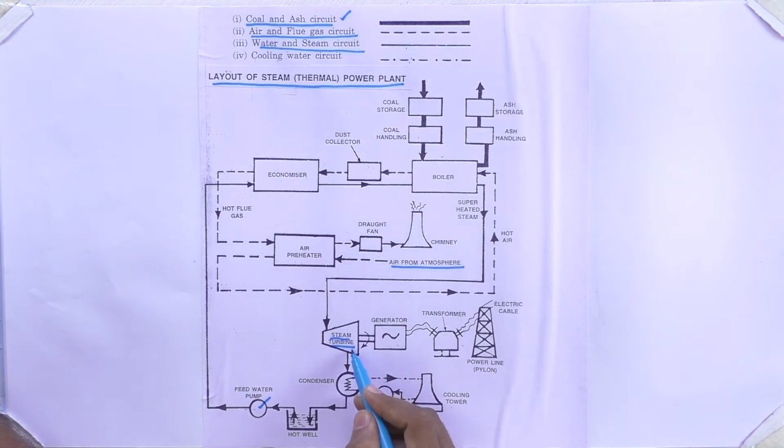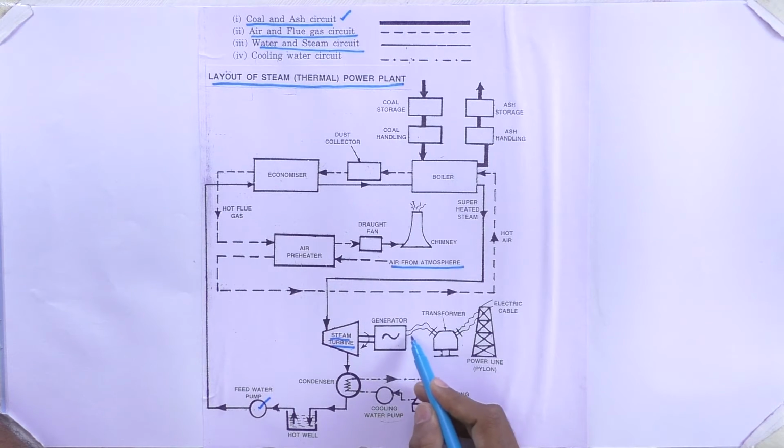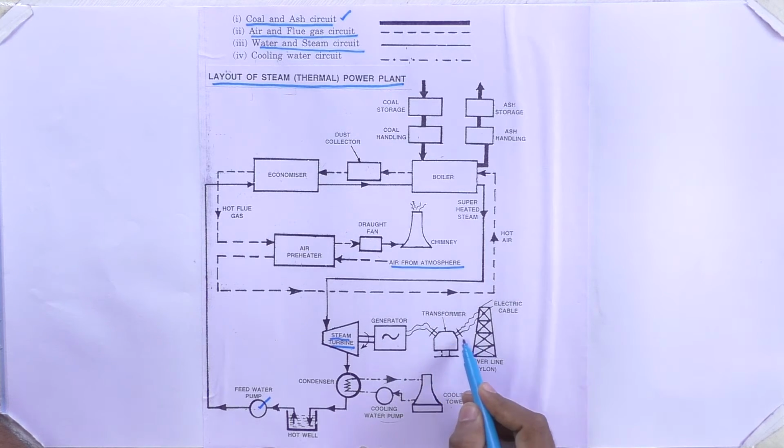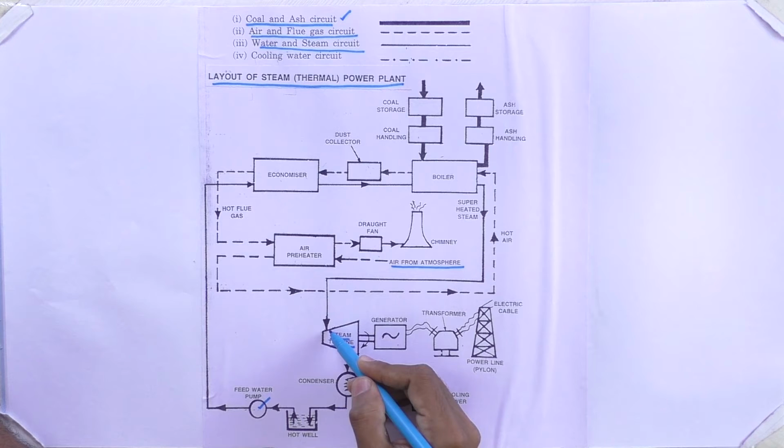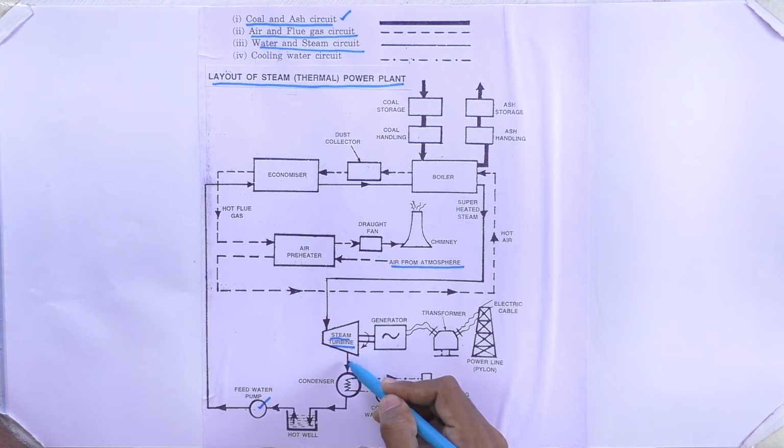The steam turbine is attached to the generator, so the mechanical energy is transferred from the turbine output to the generator input. The generator produces electricity, which goes through cable and transformer arrangements. The steam comes back to the hot well through the condenser.